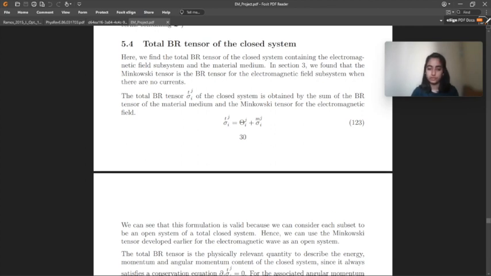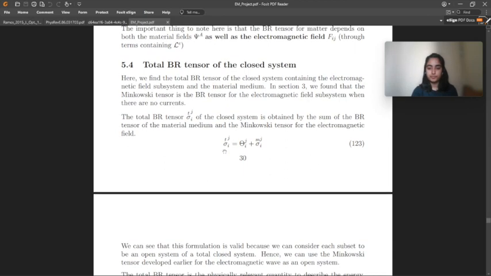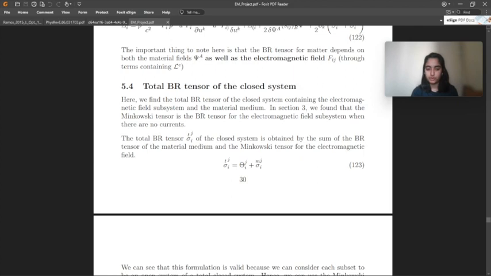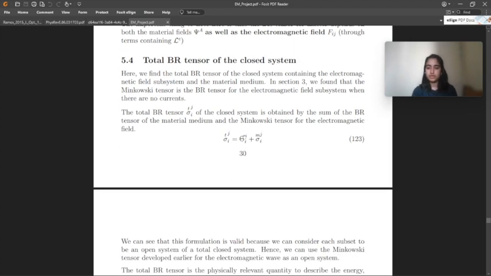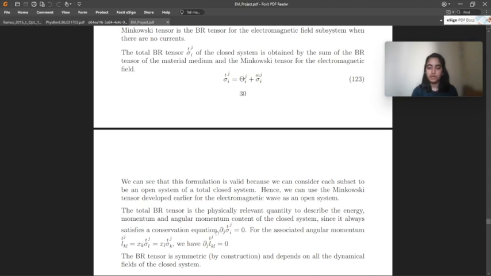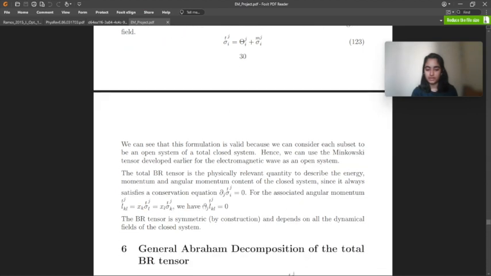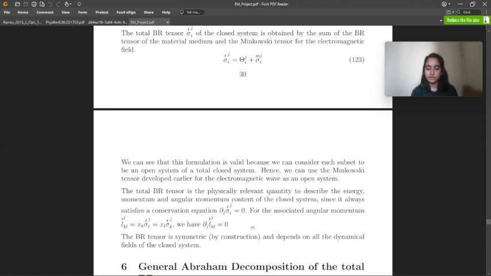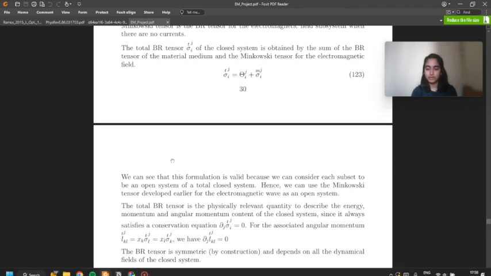it from this system. So taking that into account, we have a total BR tensor equal to the Minkowski tensor plus the BR tensor derived in 5.3. Here the Minkowski tensor is the BR tensor we derived for j equal to 0. From here we get our conservation equations, del j sigma ij equal to 0, and using the angular momentum we have that del j LKL is equal to 0. And we see that the BR tensor is symmetric and depends on all the dynamical fields of the closed system.